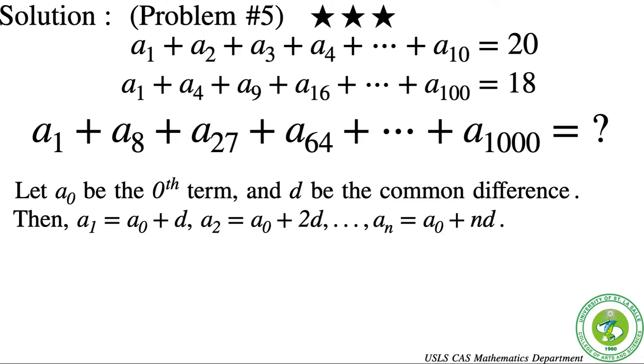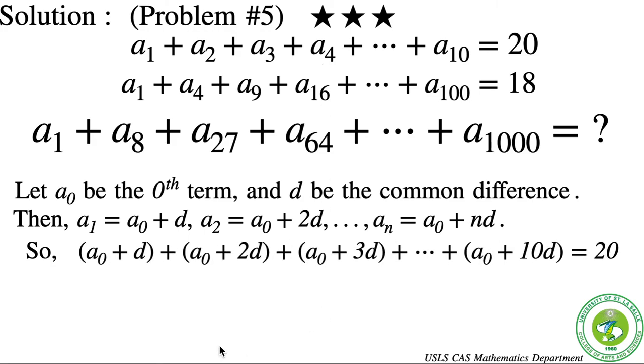So in this way of representation, we can see that this will follow. And then what we'll have in our arithmetic sequences above will be something like this. A sub 1 will be equal to a sub 0 plus d. A sub 2 will be equal to a sub 0 plus 2d. A sub 3 will be equal to a sub 0 plus 3d. A sub 4 is equal to a sub 0 plus 4d, and so on. This will be our first sequence, equals 20.